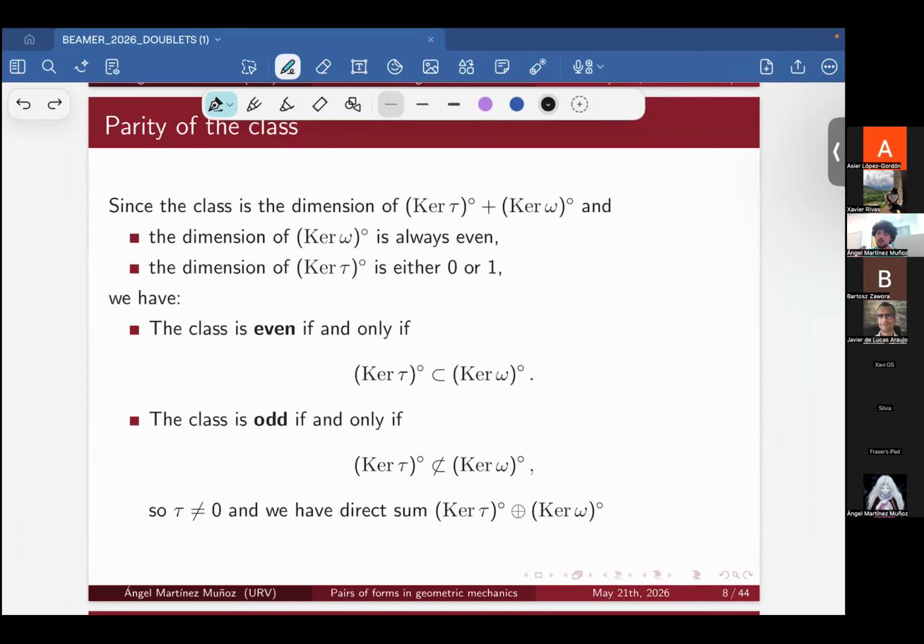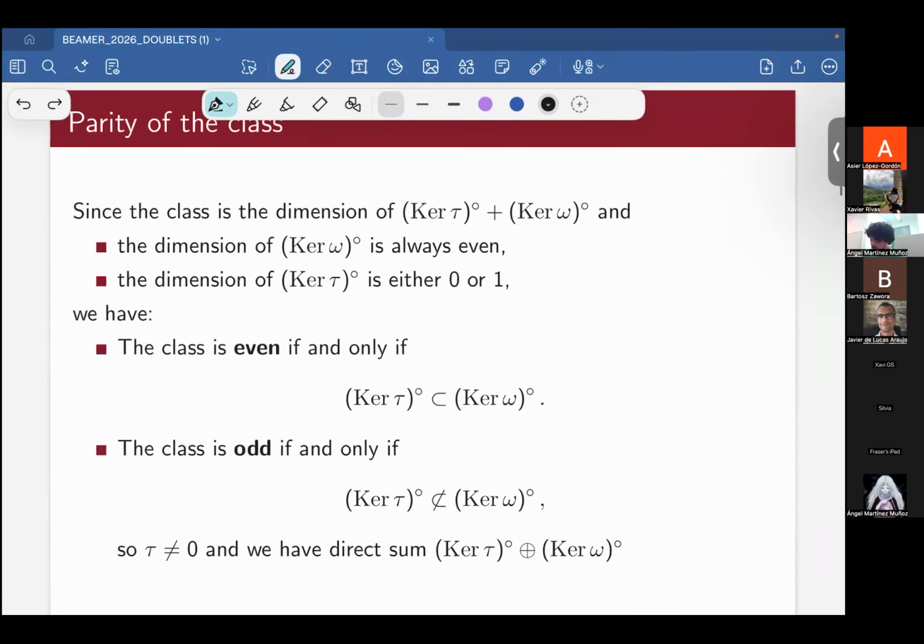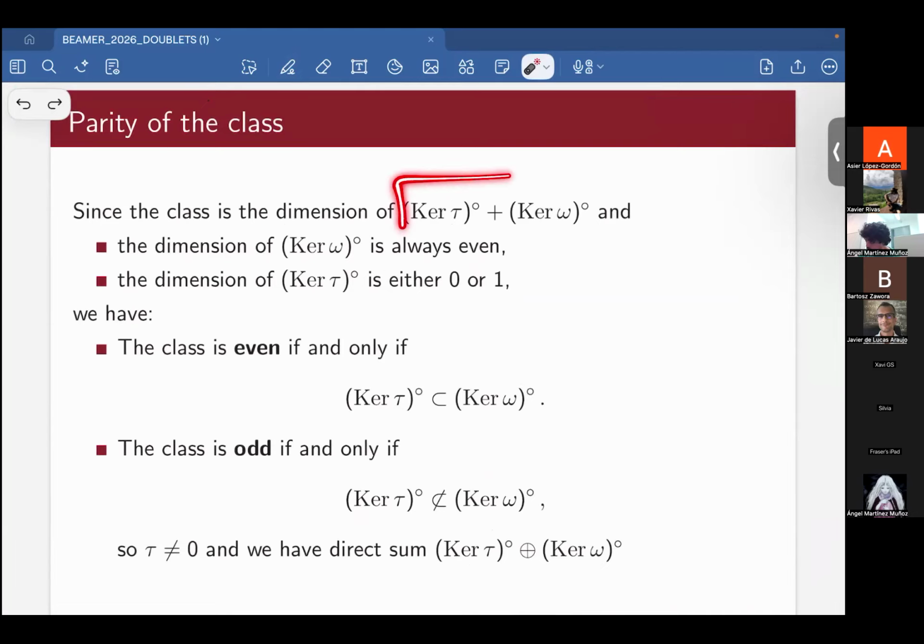So how can we classify these pairs by their class? As it turns out, what's important is the parity of the class. As we saw, the class is the dimension of the annihilator, which is this thing here, right? These dimensions are the respective ranks. And as we saw, we had very strong conditions on the rank of a 1 form and a 2 form. The rank of the 2 form is always even, but the rank of the 1 form is always 0 or 1.